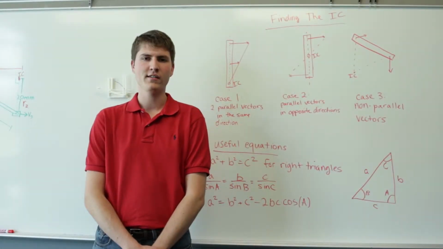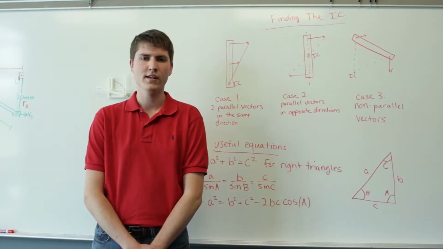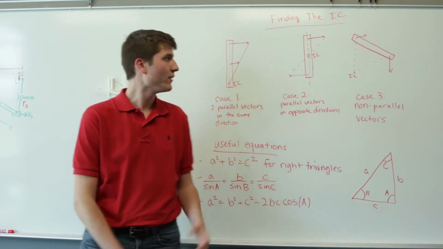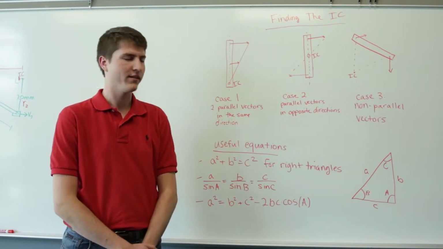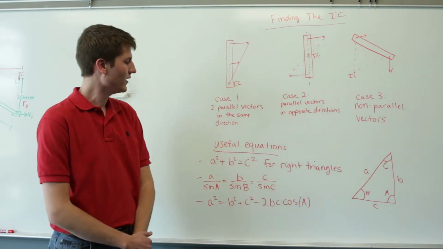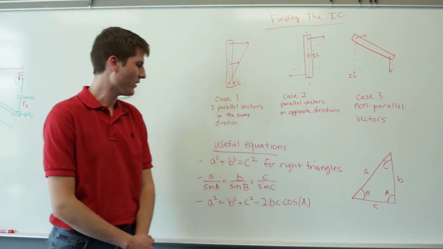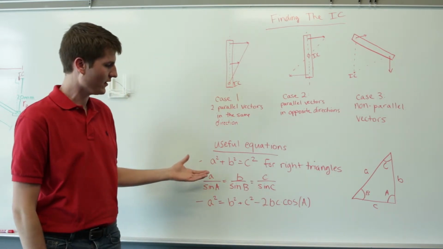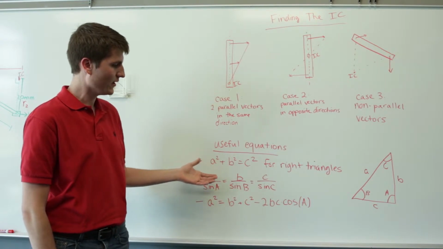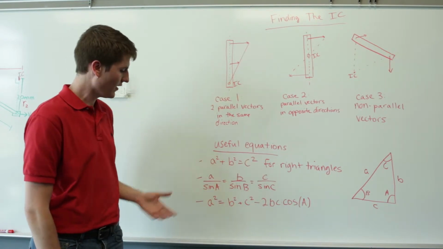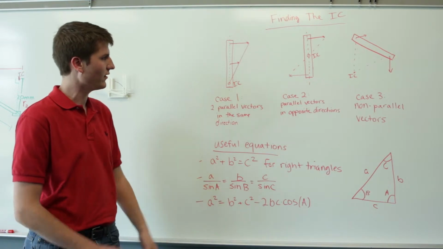In order to find the instantaneous center of zero velocity, all you have to do is draw a perpendicular line from the velocity vectors. We have three general cases. When you draw a perpendicular line from the velocity vectors, you're going to make a triangle, so you're going to want to brush up on your basic trigonometry. Some useful equations that we wrote out are the Pythagorean theorem, which is only for right triangles, the law of sines, and the law of cosines.